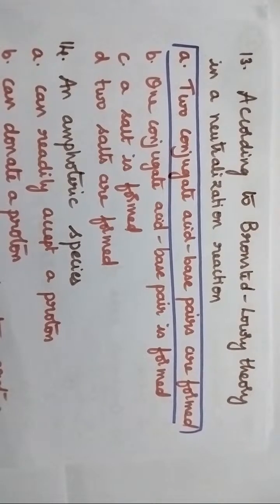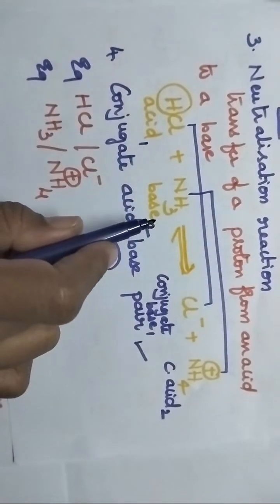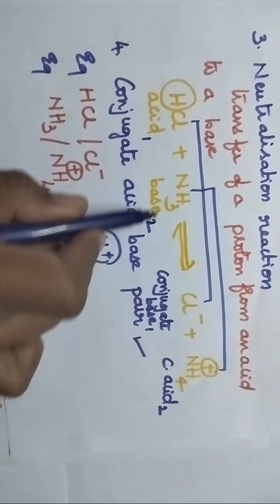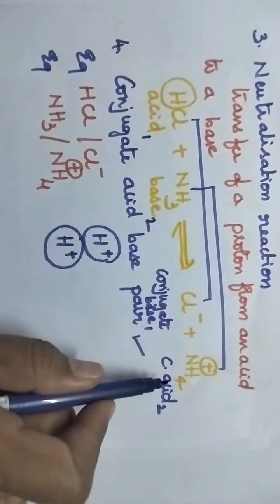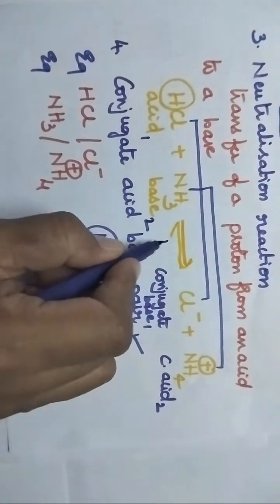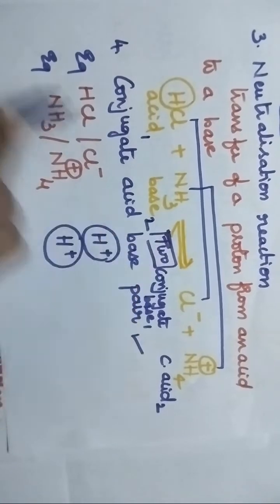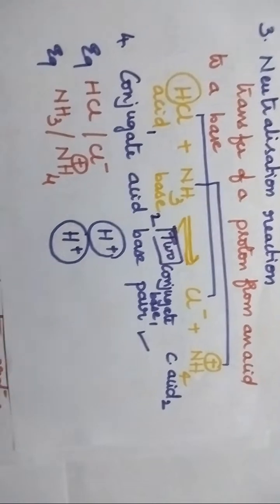Let me show that example. So HCl reacts with ammonia. Then what happens? HCl and Cl minus is one conjugate acid base pair. Ammonia and ammonium ion is another conjugate acid base pair, and hence it results in the formation of two conjugate acid base pairs during the neutralization reaction. Clear?